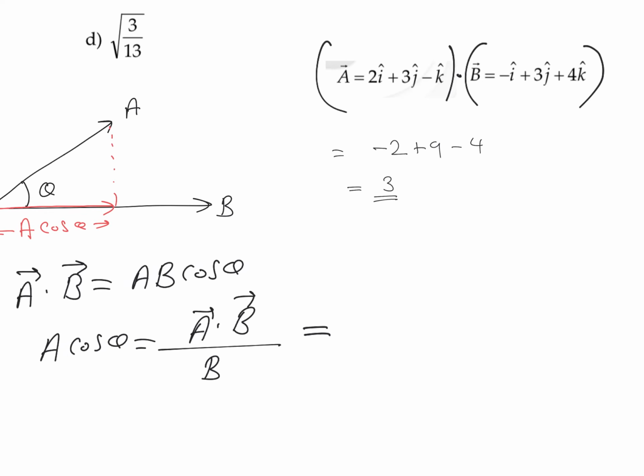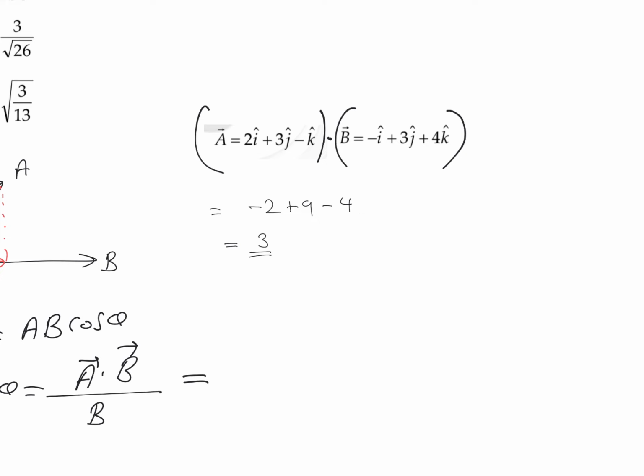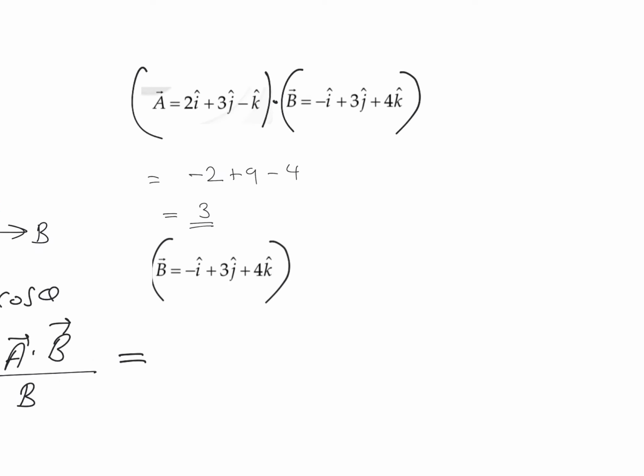Now we require one more piece of information, that is the magnitude of B. So our aim is to find the magnitude of this B vector. We can write the magnitude of a vector as the square root of the sum of its component squares, that is (-1) square, which is 1, plus 3 square, which is 9, plus 4 square, which is 16. So we can write this as the square root of 26.